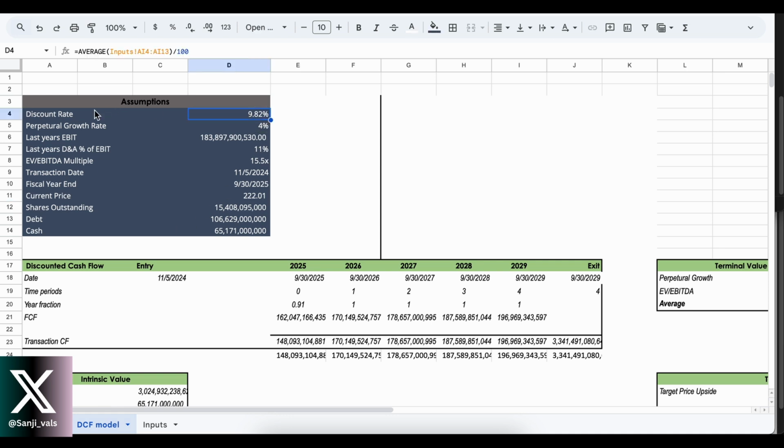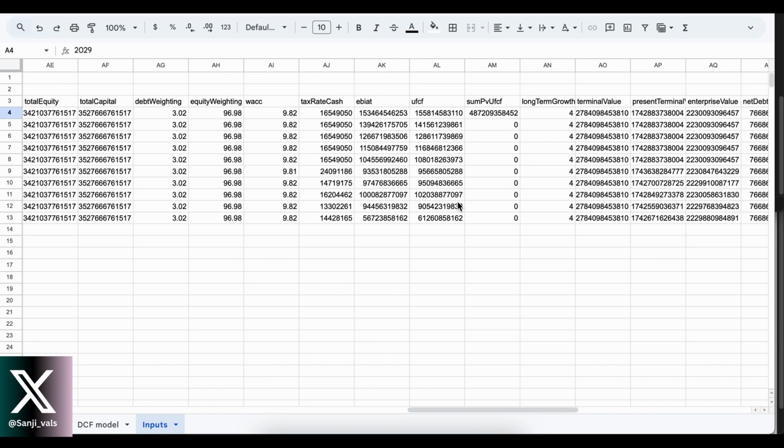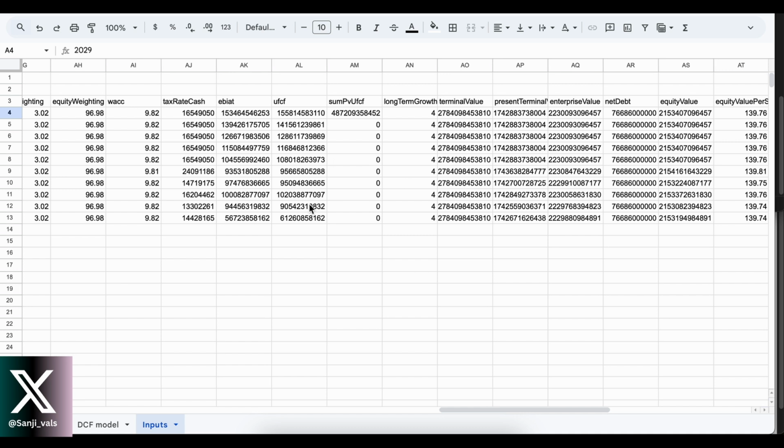So basically, for the discount rate, or weighted average cost of capital, as analysts sometimes call it, that's the weighted average cost that the company pays on its attracted funds, both equity and debt. In our case, it's 9.82%. As you see, that's the average of inputs AI4 to AI13. I'm extracting it from here. This is extracted with the FMP. You don't have to do anything here, just take the average number from here.